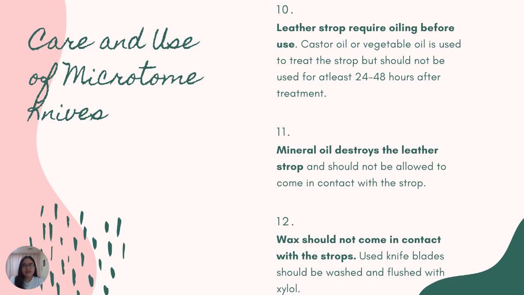Castor or vegetable oil is used to treat the strop but should not be used for at least 24 to 48 hours after treatment. Number 11, mineral oil destroys the leather strop and should not be allowed to come in contact with the strop. And the last one, we have a reminder that wax should not come in contact with the strop as well. And used knife blades should be washed and flushed with xylol.